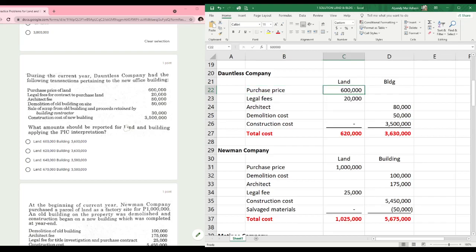Next, legal fees for contract to purchase land. So, it relates to the land. So, we have 20,000 pesos under the land. Architect fee, of course, that is for the building. Demolition of old building site, that is for the building.